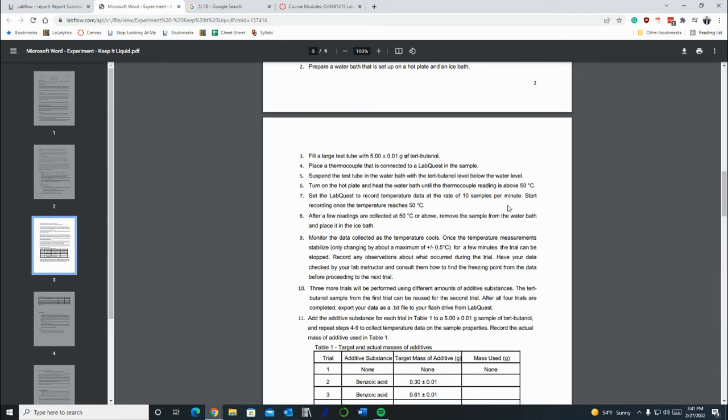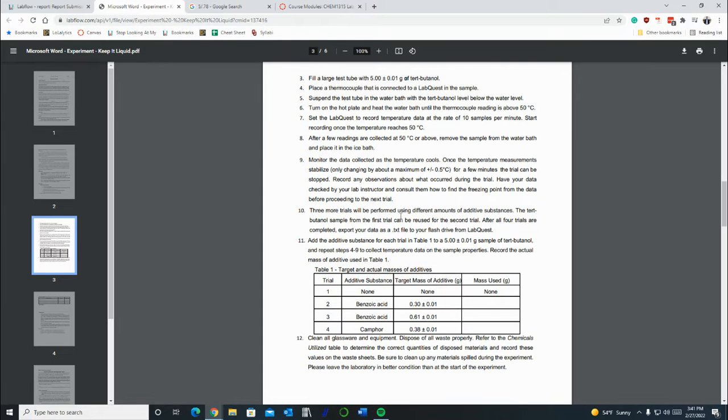And then you're going to heat it up to 50 degrees and you're going to start recording your data. And then you're going to put it into an ice bath and you're going to watch until your temperature stabilizes, when it only changes by plus or minus 5 degrees Celsius. So it should only take a few minutes. And you're just going to repeat this 3 times, but on your second trial, you're going to use 0.3 grams of benzoic acid. Your third, 0.61. And your fourth, you're going to use camphor, and you use 0.38.